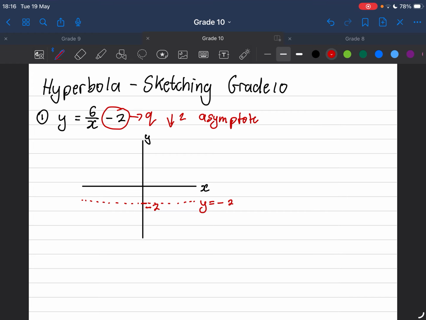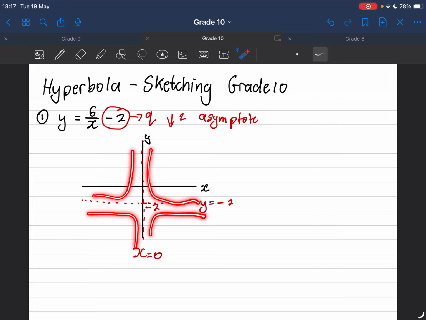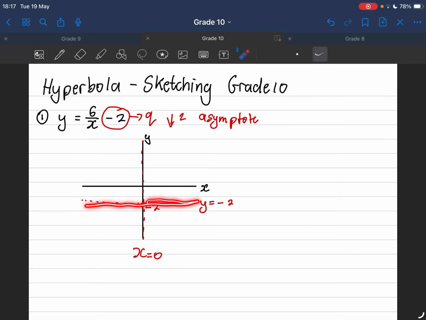I also have a vertical asymptote. For grade 10, it's always going to be straight down the middle, so you can just write x is equal to 0 along that line. So you know there's an asymptote there. Now when you sketch your graph, we don't mind it crossing the axes, but it must never ever cross an asymptote.